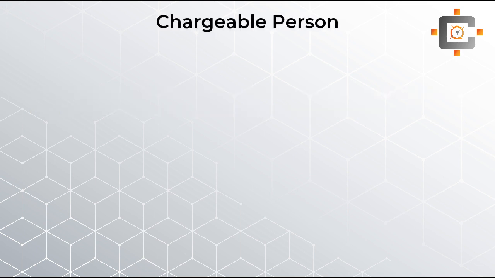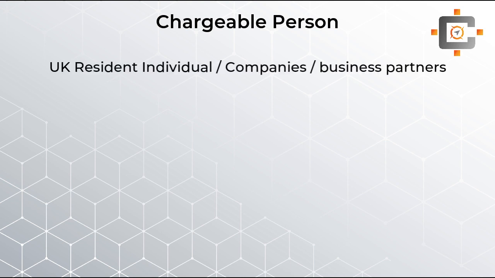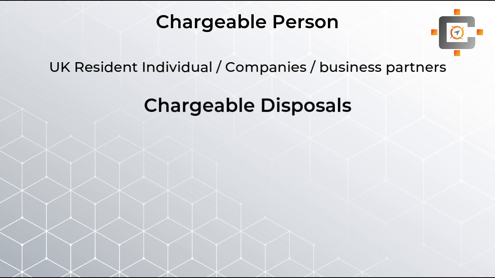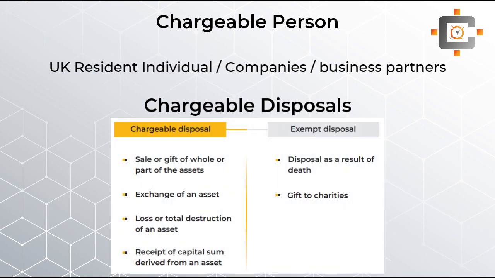We all know the meaning of a person, but let's see who is a chargeable person. UK resident individuals, companies or business partners are chargeable persons. Then, what is a chargeable disposal? There are two types of disposal, students. One is on which CGT can be levied, and the other is on which CGT cannot be levied. That means the chargeable disposal and the exempt disposal. Here we have the list of disposals which you have to remember compulsorily. So please go through it, and please also remember the exempt disposals, because it's also important for the examination.